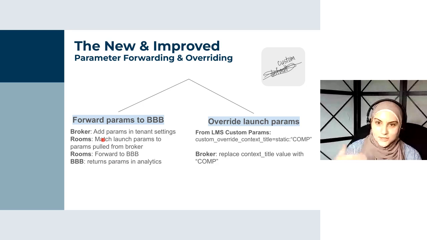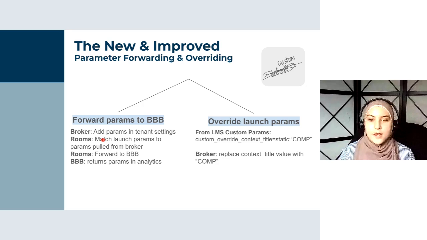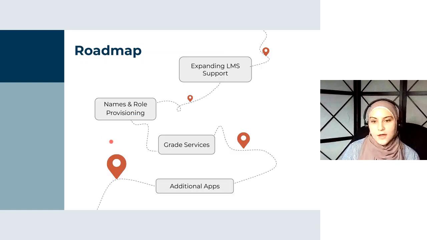So in the tenant settings that I just showed earlier, we can add certain parameters that each tenant wants to forward to BigBlueButton. Then in the rooms application, we would match those parameters to the parameters pulled from the launch parameters. So essentially, we would take the parameters that want to be forwarded to BigBlueButton and send them, and then BigBlueButton would return those parameters in the analytics. So those are some of the main features.